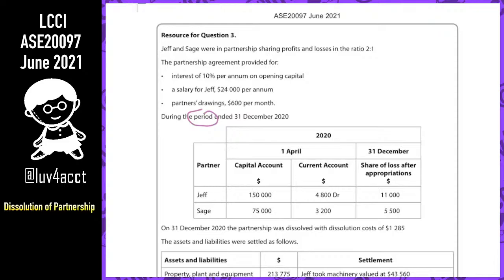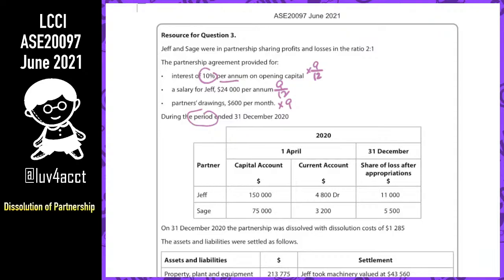So 9 months. Then we have to be careful because for the interest per annum, 10%, no problem, but then make sure you multiply by 9/12. Okay, 9 months interest only. 9 months salary only, and then 9 months drawings only.